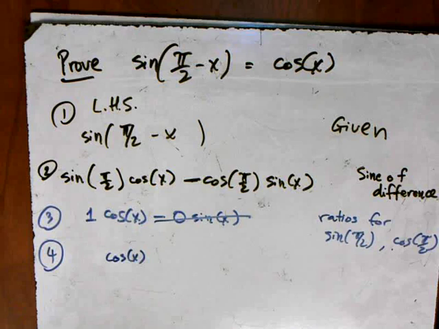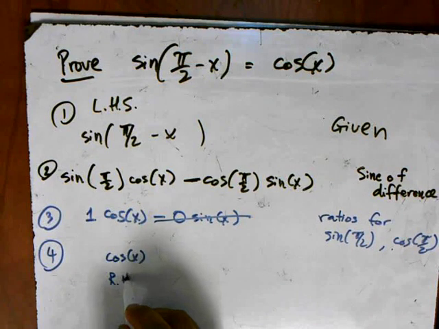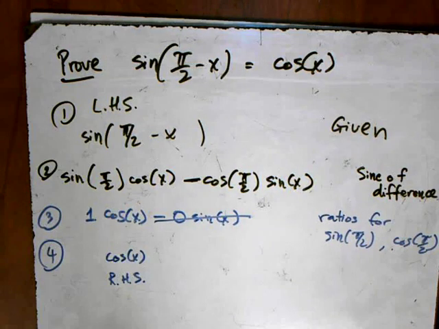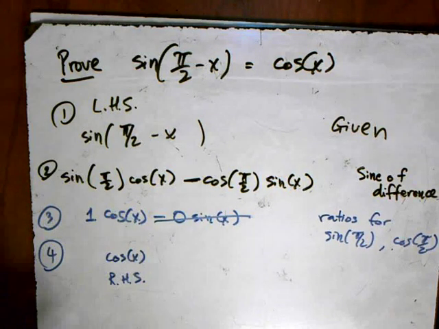Cosine of x, which is the right hand side that we set out to prove. So there you have it. So now we can actually prove all of these co-function identities using the sine of a sum or sine of a difference.